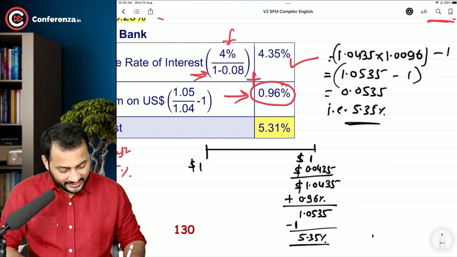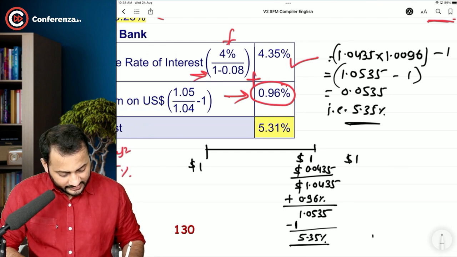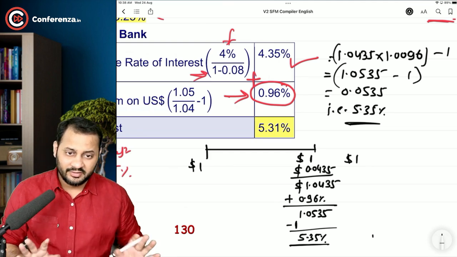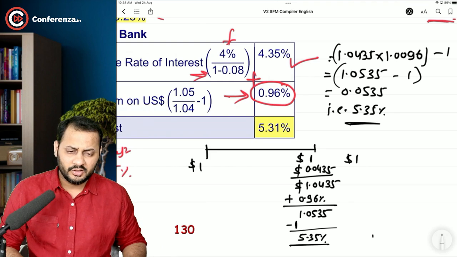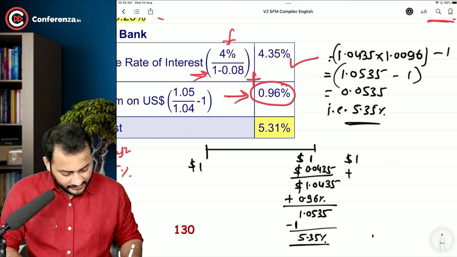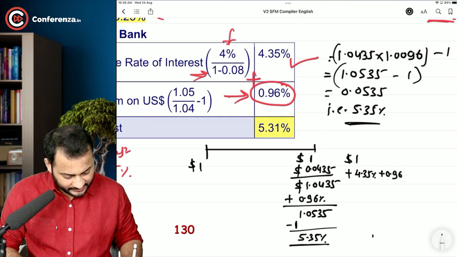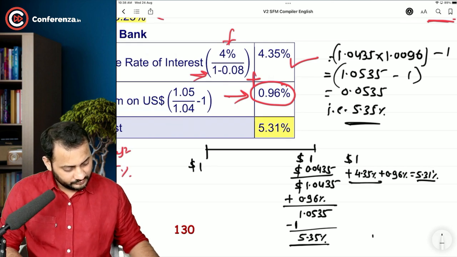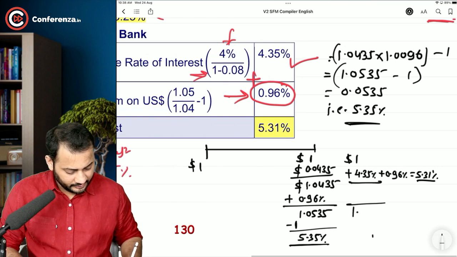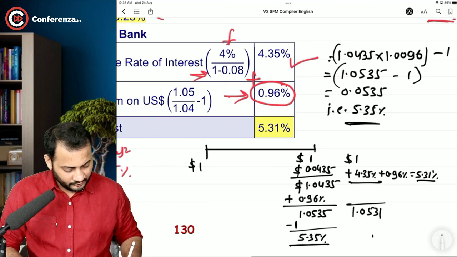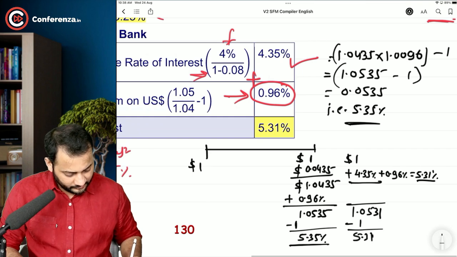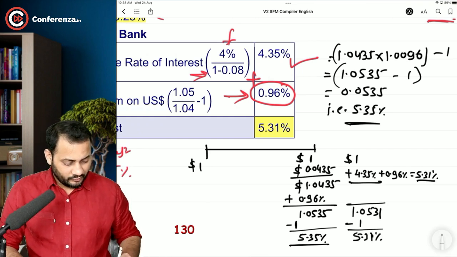But what the institute has done is they showed $1 as the payment here, and they forgot about the interest. I don't know why. What they did is they simply added 4.35% plus 0.96%, that is 5.31%. So that ultimately remained 1.0531, 5.31%. So understand what is happening.